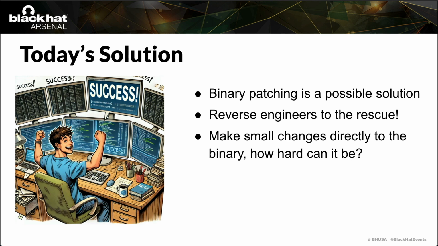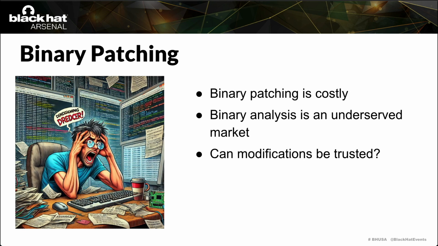So in today's solution, if you want to make changes without the original manufacturer, one possible solution is binary patching, where a reverse engineer, this magical beast, makes hopefully small changes to a binary. I mean, how hard can it be to make changes directly on a binary? Well, binary patching is extremely difficult and extremely costly. It depends on the skills of reverse engineers, which are rare. They're human, they make errors, and binary analysis, especially for patching, is an underserved market.